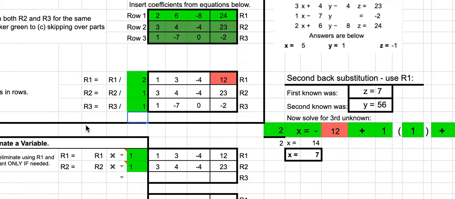Okay, so what's my next step? I need to start eliminating. It's very clear that I'm going to be eliminating. I've got 0z here, so I want to have 0z in row 2 as well.